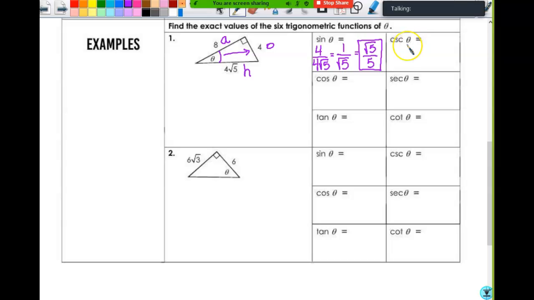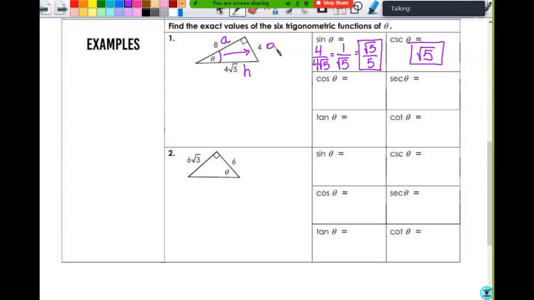Okay, so cosecant is the reciprocal of sine. So I could take the reciprocal of this and then re-rationalize, but since all 3 of these are equivalent, I can just take the reciprocal of this one. That means it is square root of 5, because that would be hypotenuse over adjacent, and then the 4's would cancel out.